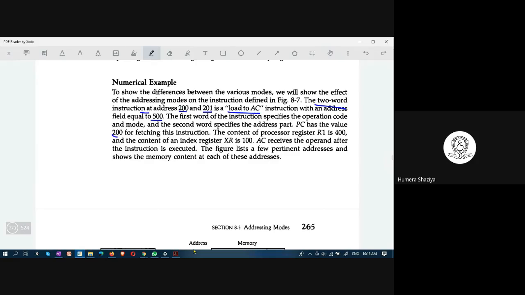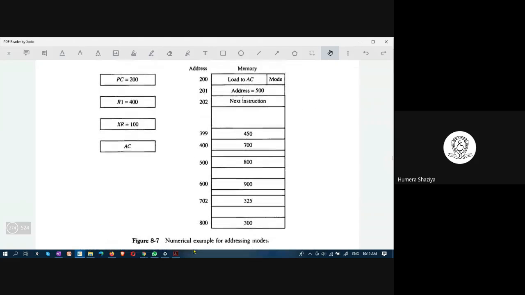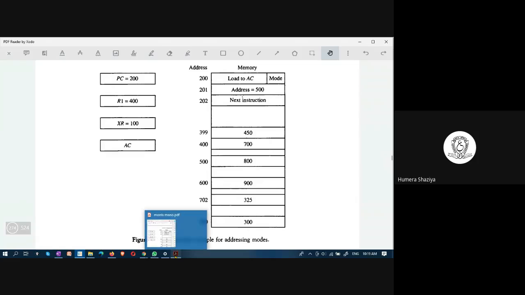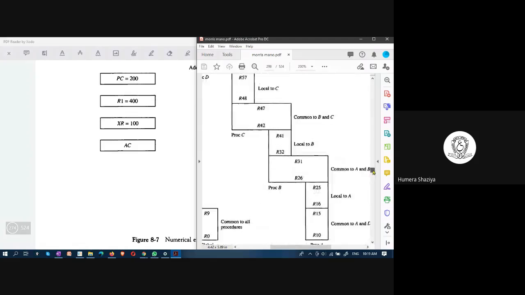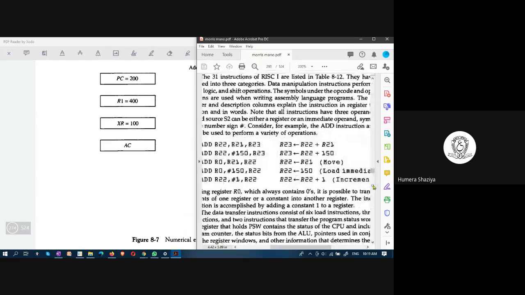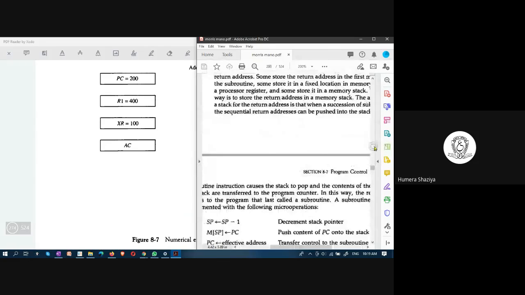PC has a value 200 for fetching this instruction. The content of processor register R1 is 400. The content of index register XR is 100. AC receives the operand after the instruction is executed. The table shows the pertinent addresses and the memory content. Okay, this one, and we will place these side by side and try to understand.